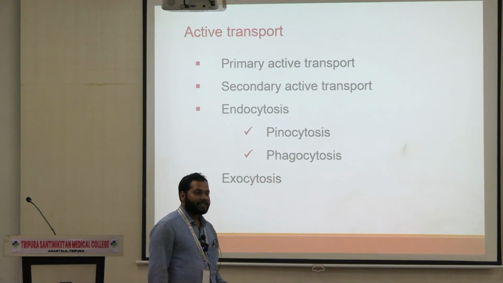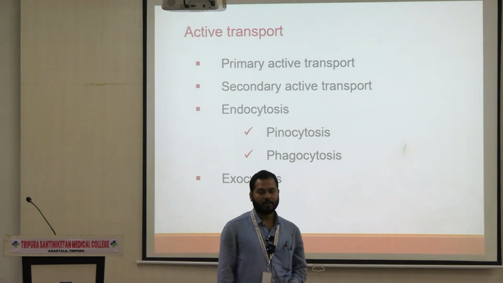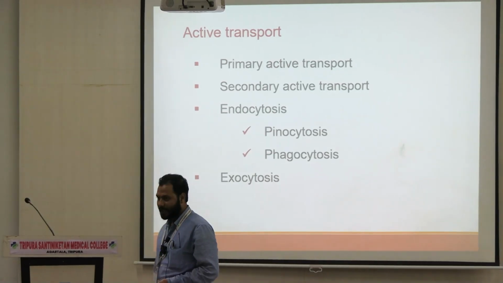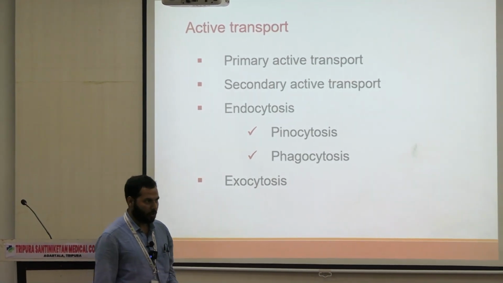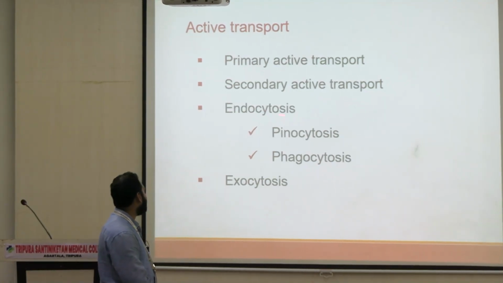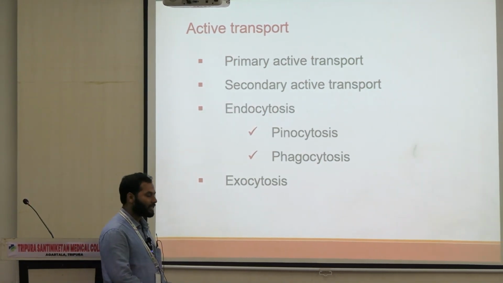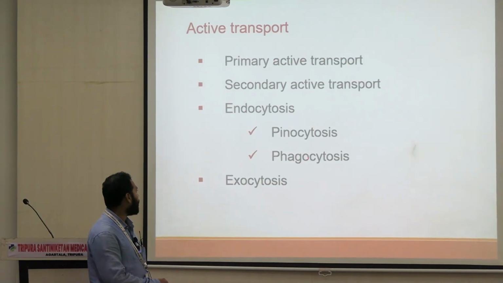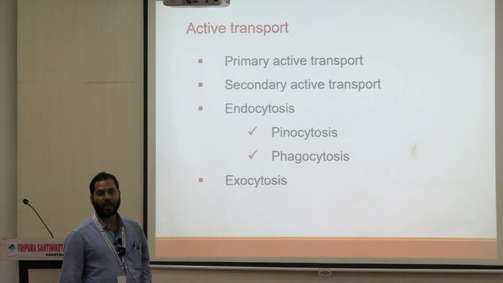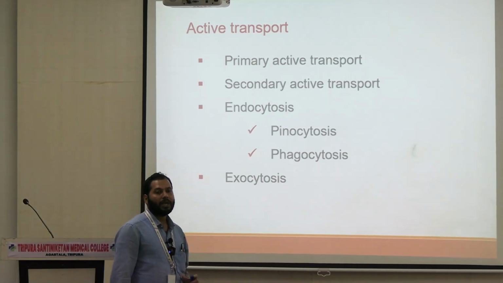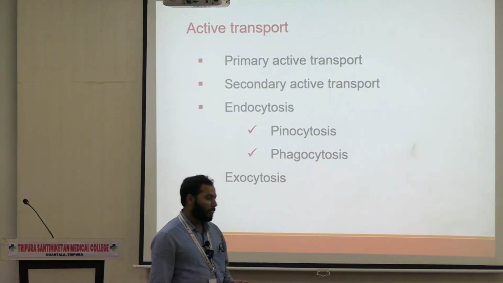Active transports can be classified into different types. Mainly the primary active transport and secondary active transport are the most important part of that transport process. Other than this, another important one is called endocytosis and exocytosis. Here endocytosis has two types, pinocytosis and phagocytosis. Now let me explain one by one by using specific examples.